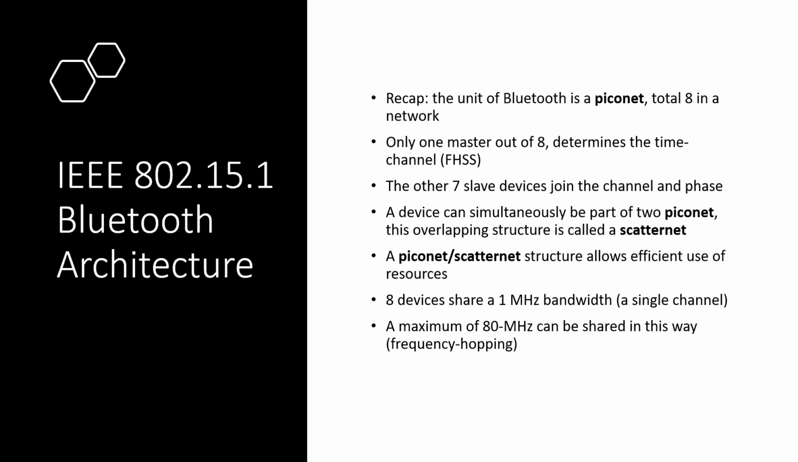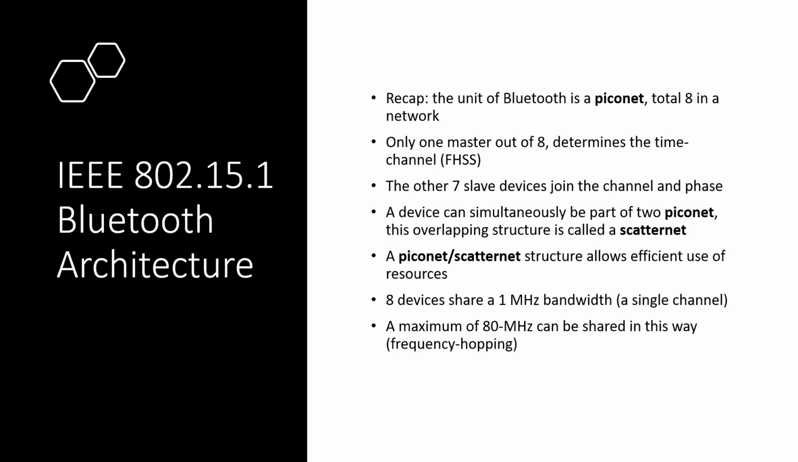So this provides a sort of security. FHSS is used when the master communicates, or even when the slaves communicate with the master, and the frequency currently being used is determined by the master. The other 7 slaves only join the channel and the phase determined by the master. A device can simultaneously be part of 2 piconets. As we've already seen, I think 10 piconets can exist together in the same space.